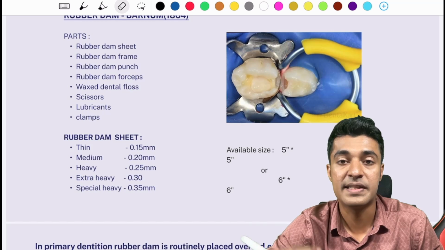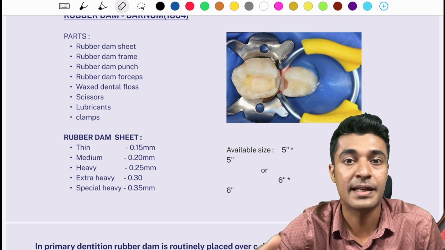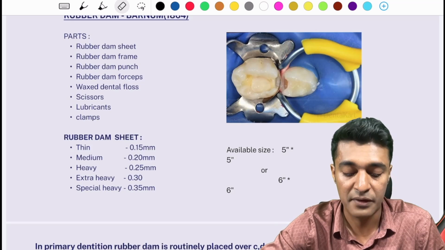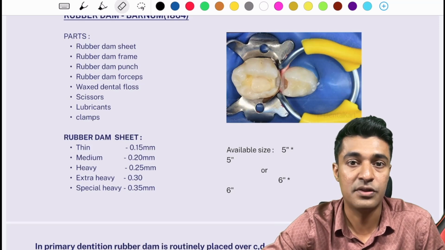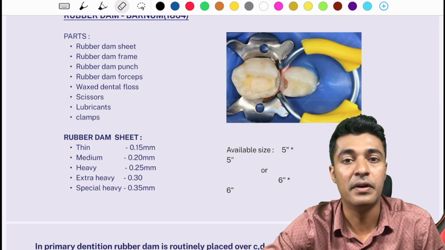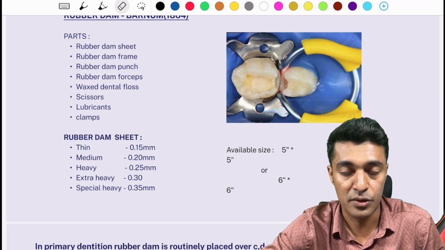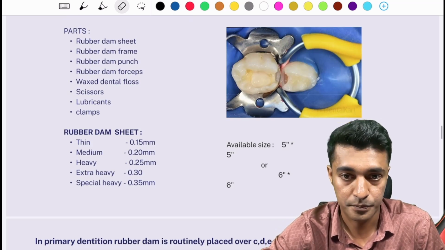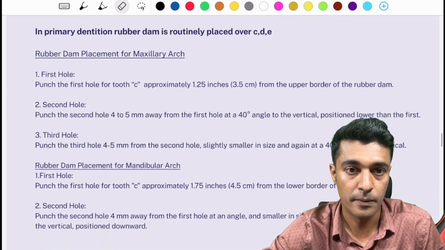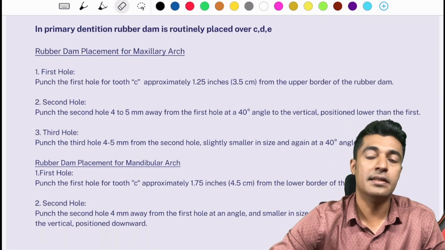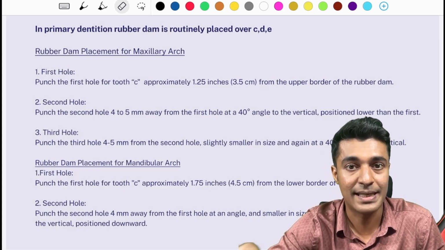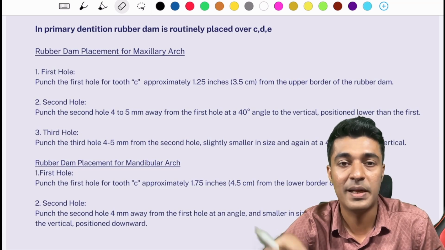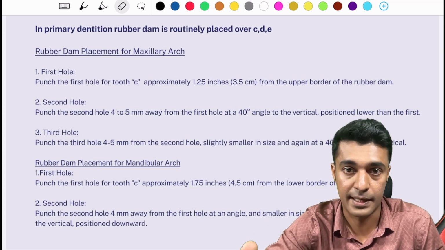The different sizes of rubber dam sheet that are available are the 5 into 5 and the 6 into 6. So the 6 into 6 rubber dam sheet is used for adults, and the 5 into 5 rubber dam sheet is used in pediatric dentistry. So in the primary dentition, the rubber dam sheets are primarily placed over the canines, primary first molars and the second molars. Now how to place the rubber dam on the maxillary arch?